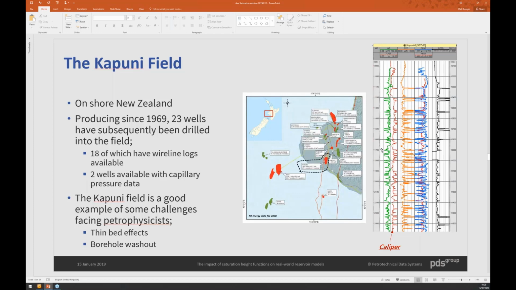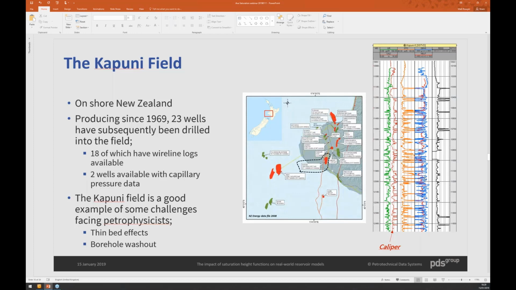We managed to get some data from Kapuni. So we've got wireline logs for about 18 of the wells. A couple of the wells had capillary pressure data available in them, which was a good starting point again. But Kapuni is actually quite a good example of being petrophysically pretty challenging and pretty tricky. What we can see on the right hand side is the caliper log in the dashed burgundy or red line, which is showing a fair amount of borehole washout pretty much all the way down the reservoir section there. And obviously you can see the effect on the density tool as well.